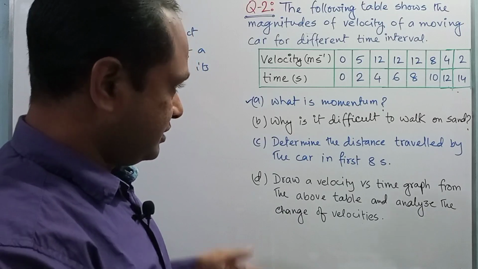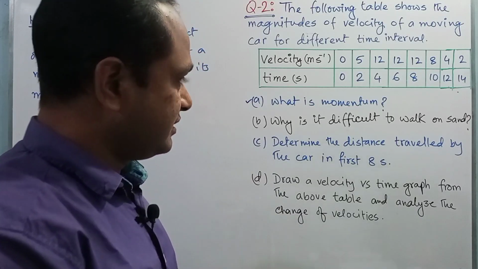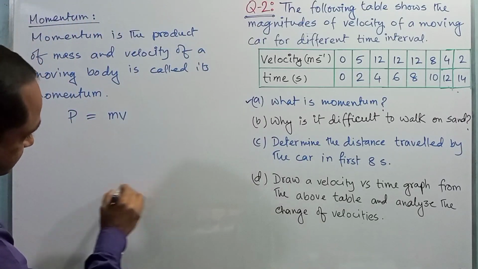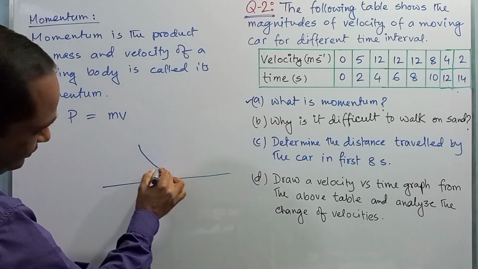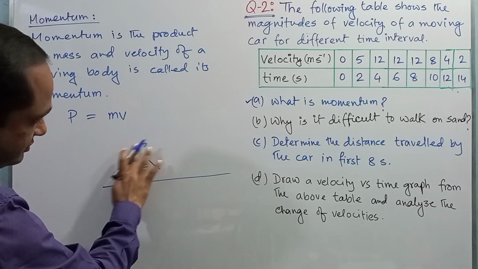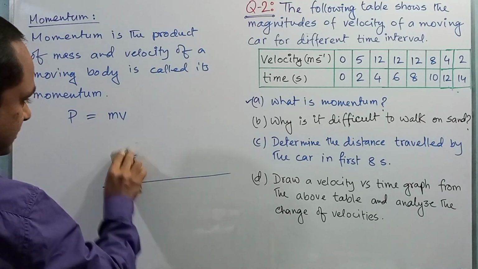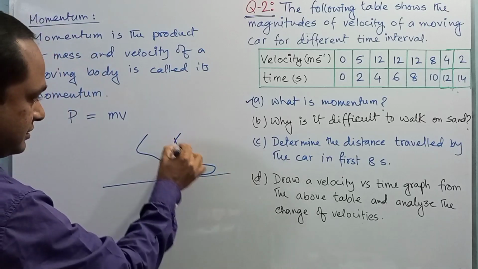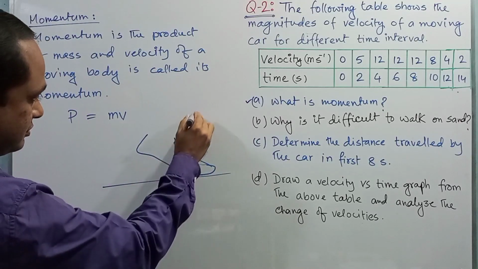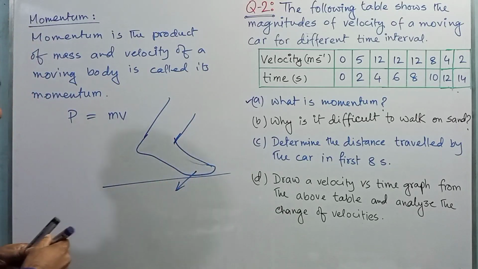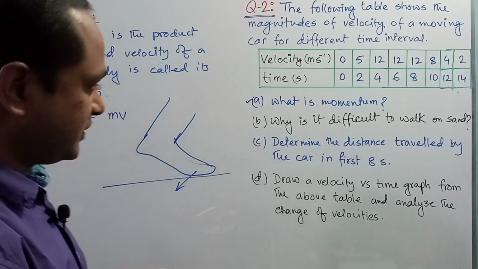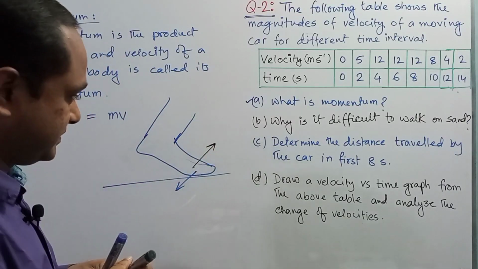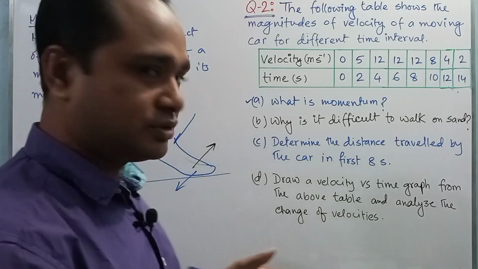Now we have to explain why it is difficult to walk on sand. You know, when we apply force, suppose this is the ground or earth, and suppose this is our foot, when we apply force on the earth or ground in an inclined way, according to Newton's third law, the ground or earth will also apply an opposite and equal force on our foot, and due to the reaction force we are able to move in the forward direction.